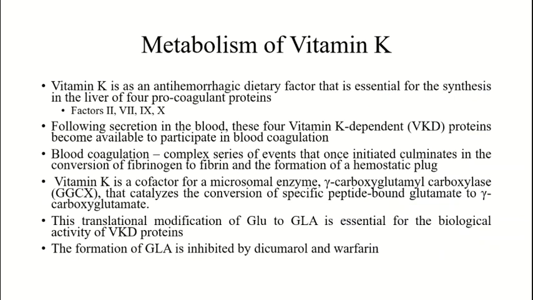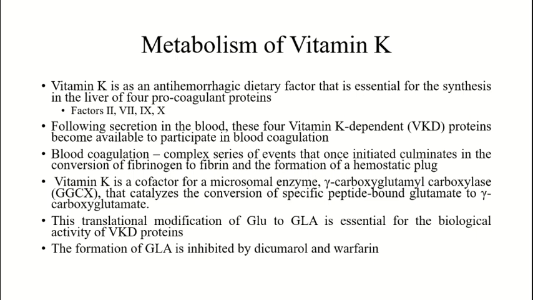Okay. Now, vitamin K is an anti-hemorrhagic dietary factor that is key in the synthesis of 4 procoagulant factors: 2, 7, 9, and 10. Following secretion in the blood, these 4 vitamin K-dependent proteins become available to participate in blood coagulation. The formation of clotting factors requires the vitamin K-dependent carboxylation of glutamic acid residues into the mature clotting factor that contains carboxyglutamate. This post-translational modification is essential for the biological activity of VKD proteins. Okay, vitamin K-dependent proteins.